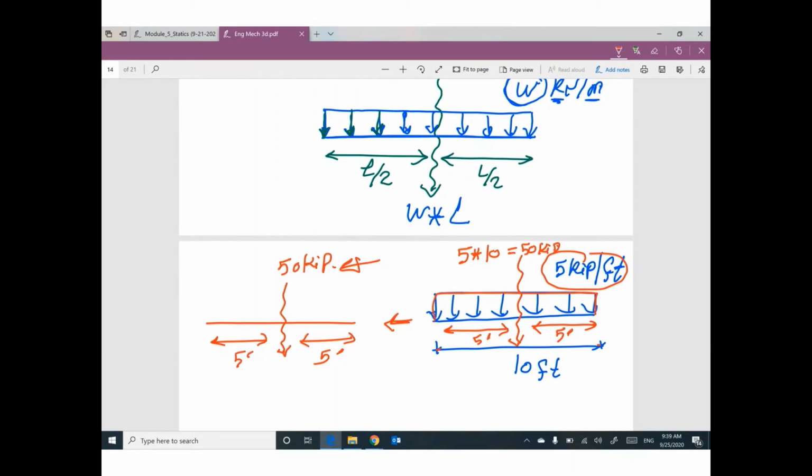Any question for this point? So if you have a uniform distributed load, please make the equivalent calculation for this distributed load to be one value. And please be careful about where the location of this equivalent is.